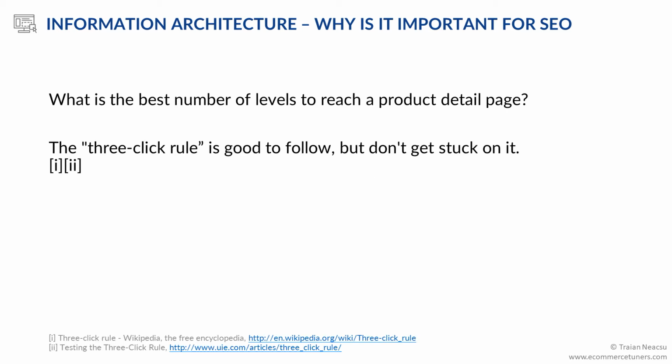One of the questions that often comes up when deciding on the hierarchy is, what's the best number of levels to reach a product detail page? The famous 3-click rule, which suggests that every page on a website should take no more than 3 clicks to access, is okay to use as a guide, but don't get stuck to it. If you need a 4th level in the hierarchy, that's perfectly fine.